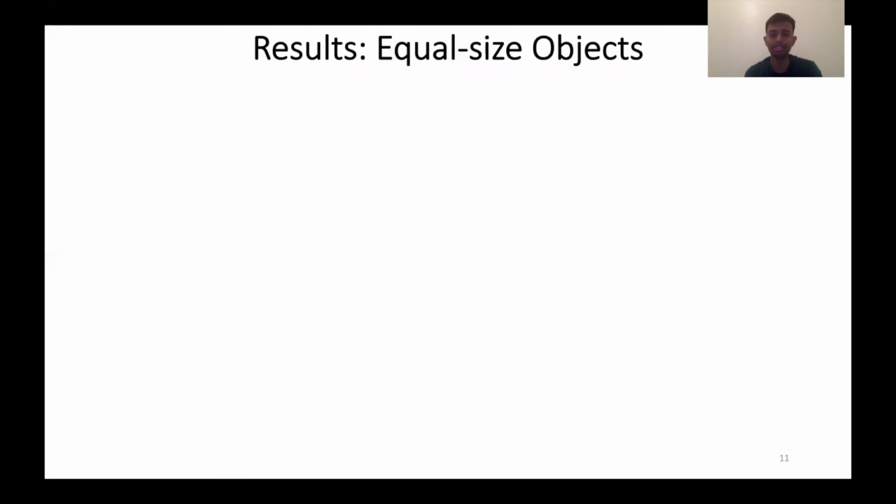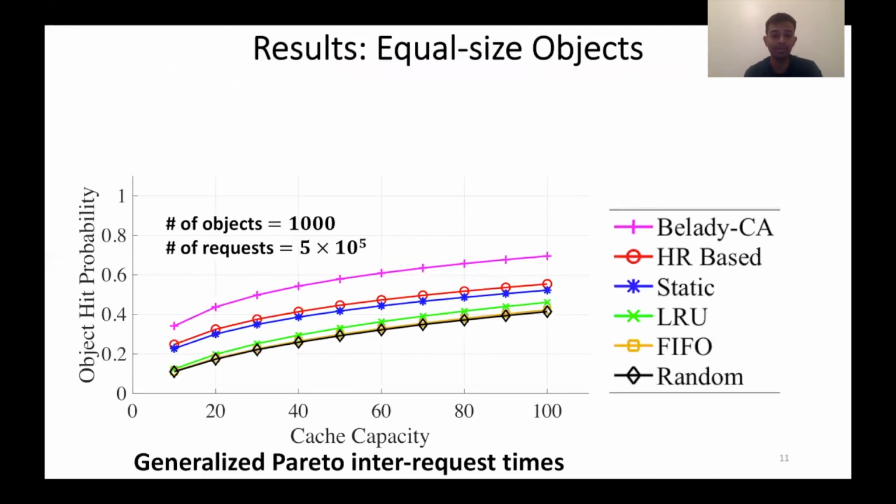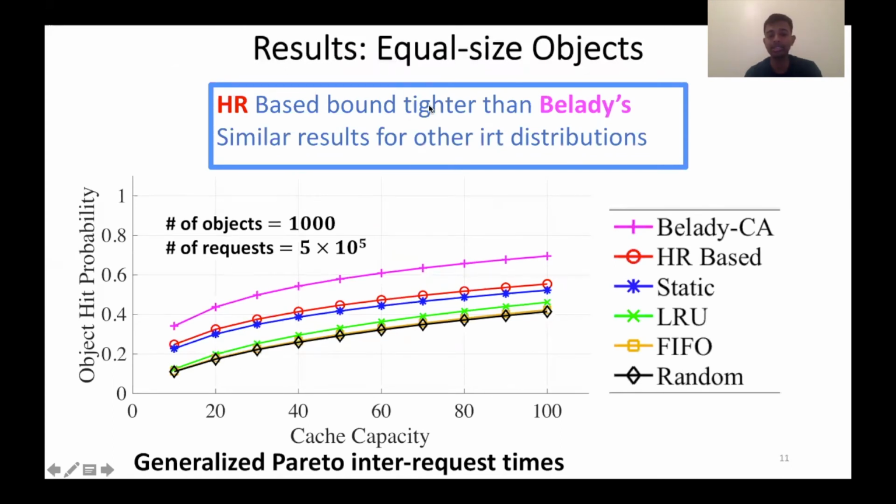We do have some simulation results. For example, for equal size objects, we plot the object hit probability as a function of cache capacity. Colors here represent various upper bounds and realizable caching policies. We have taken the number of objects to be 1,000 and the number of requests to be 500,000, generated according to generalized Pareto inter-request times. Note that the hazard rate bound, shown here in the red curve, is tighter than the Belady bound, shown here in pink. We also find similar results for many of the other inter-request time distributions.